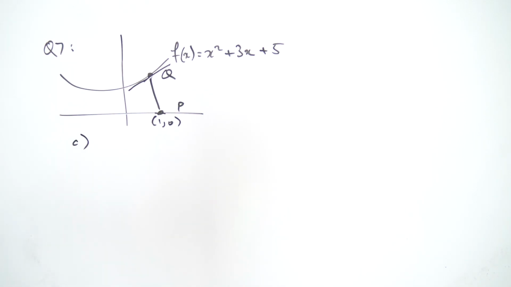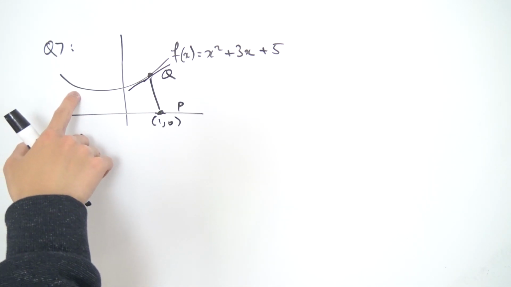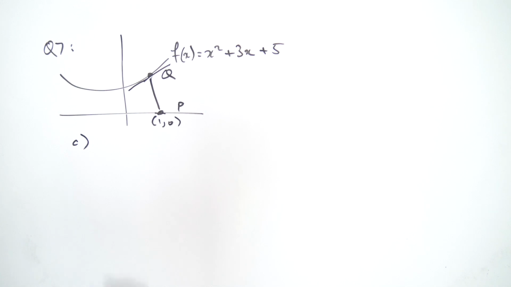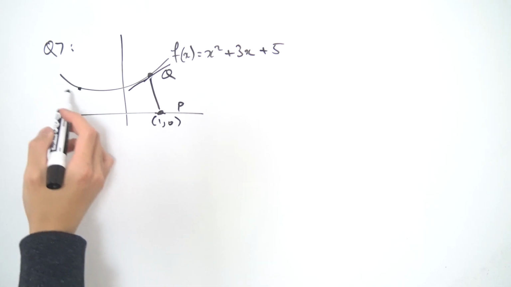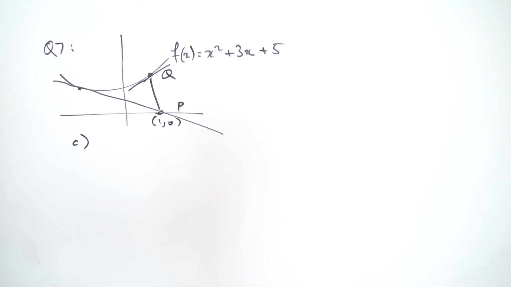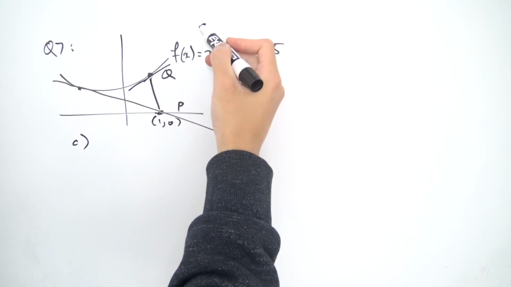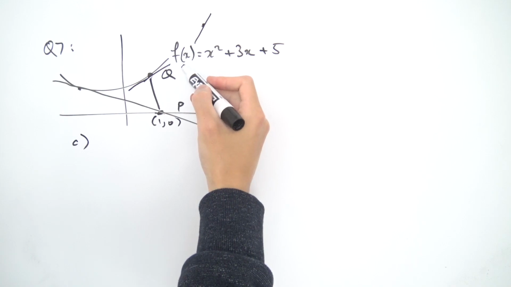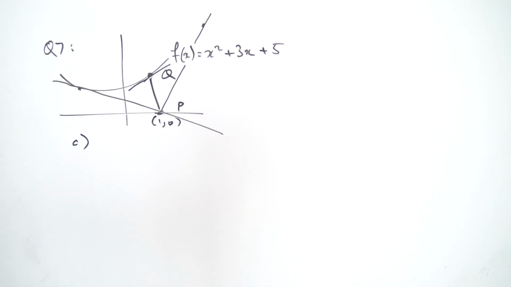For part C, we're asked to find the values of a such that the tangent at x equals a passes through P. So for example, if you consider this point over here, the tangent at this point has to pass through P, and we also get another point up here somewhere. So if you draw the tangent, it also passes through P, and we have to find those a values.